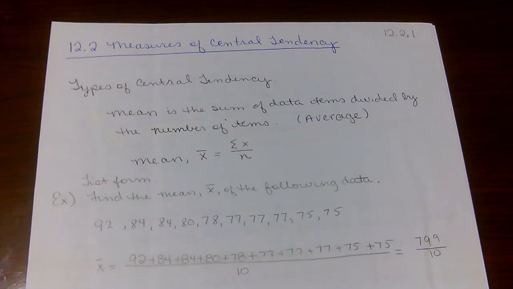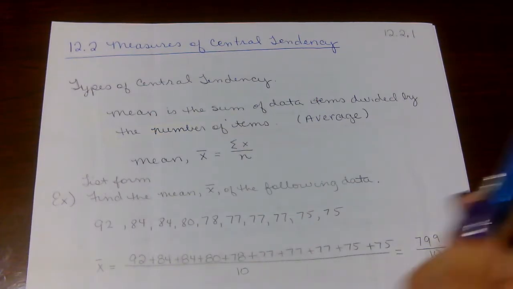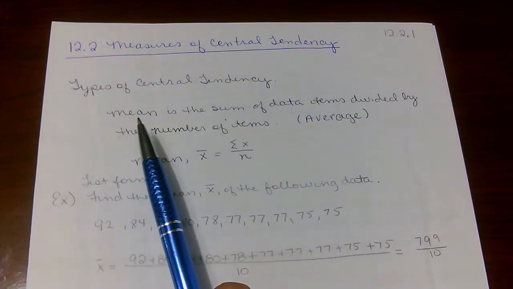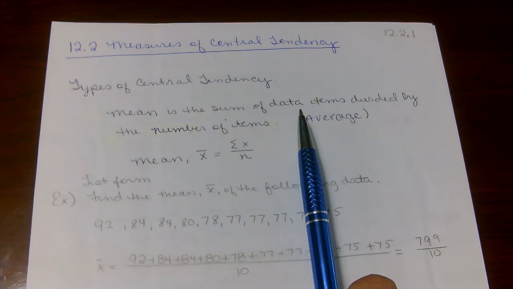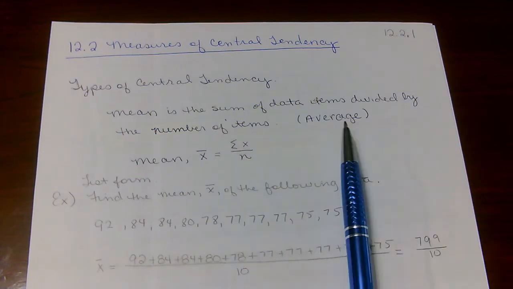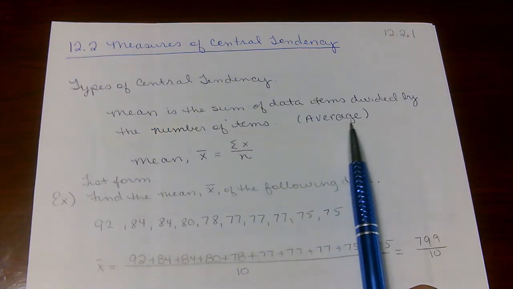In this video, we'll be covering Chapter 12, Section 2, the measures of central tendency. We'll be talking about 4 types in this section, okay? The first type is going to be our mean. The mean is the sum of data items divided by the number, okay? This is also called our average.